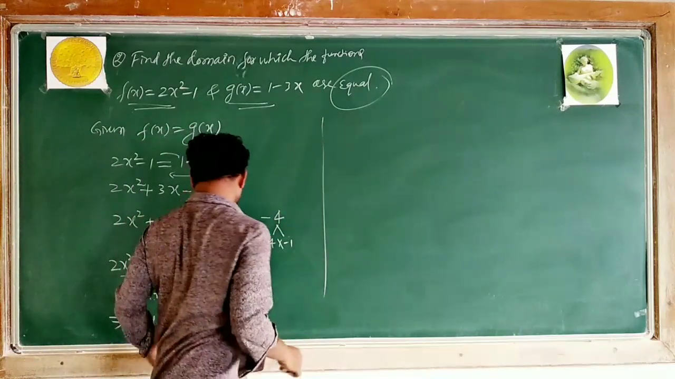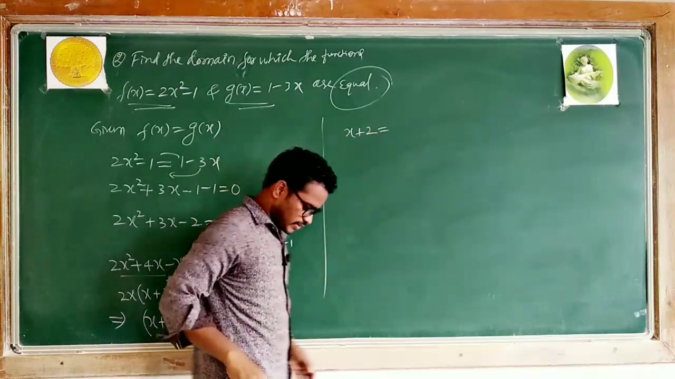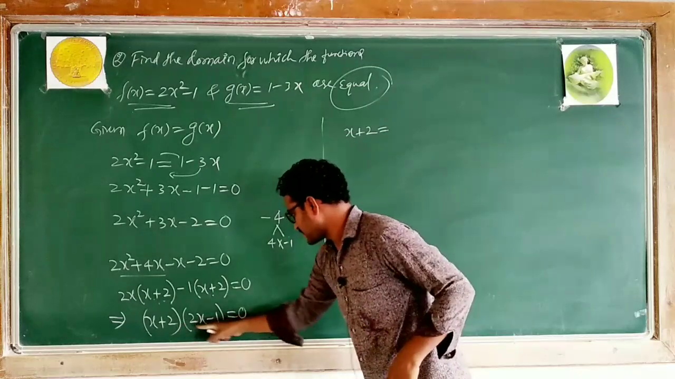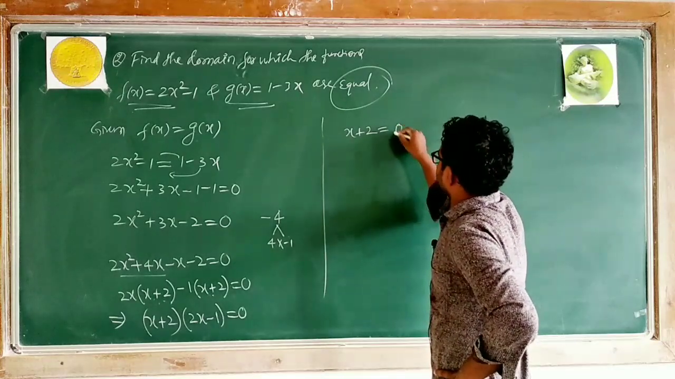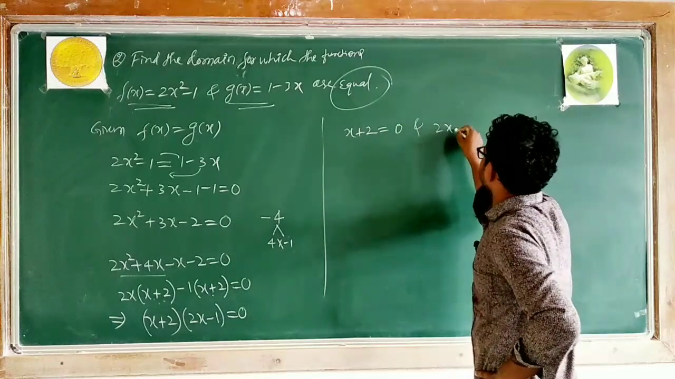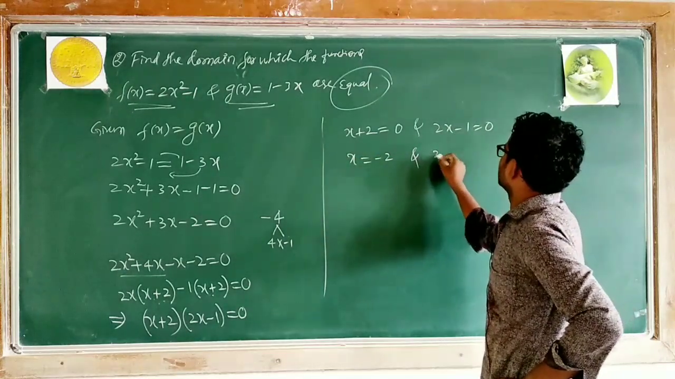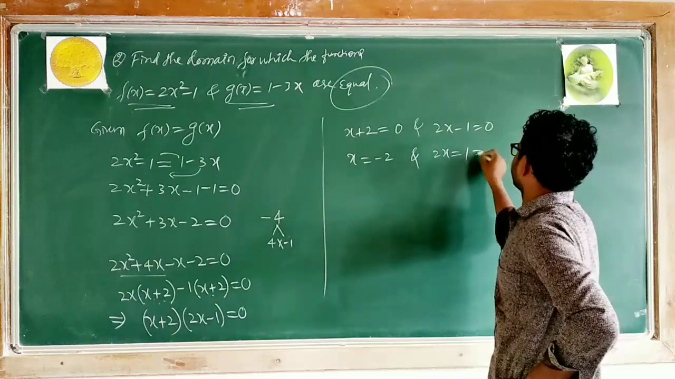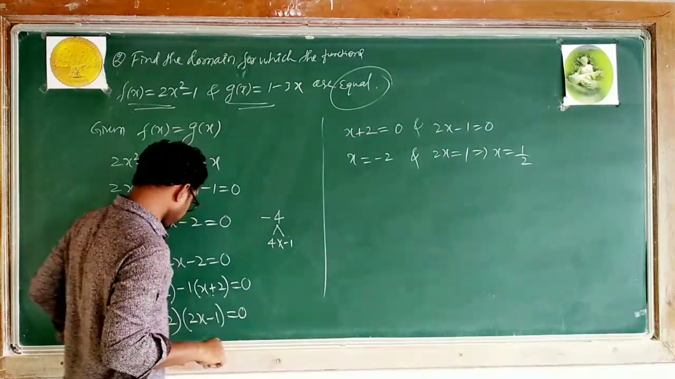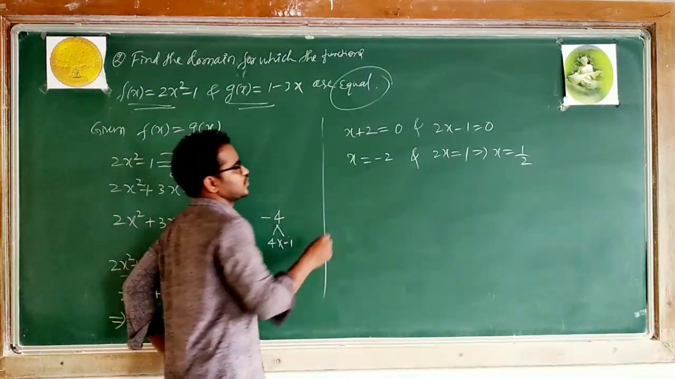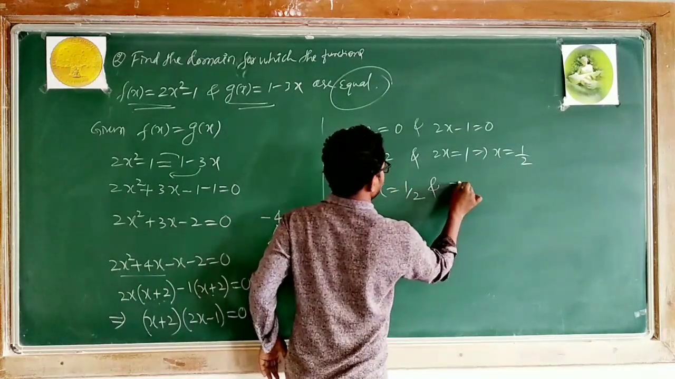It implies that, when two factors multiply to zero, they are separately equal to zero. I can say that x plus 2 is equal to 0 and 2x minus 1 is equal to 0. So x is equal to minus 2, and 2x is equal to 1, which implies x is equal to plus 1 by 2. What is the x value? The x value is 1 by 2 and the x value is minus 2.